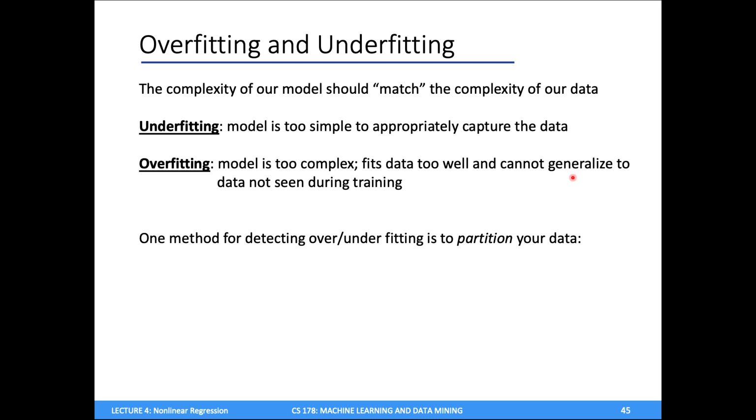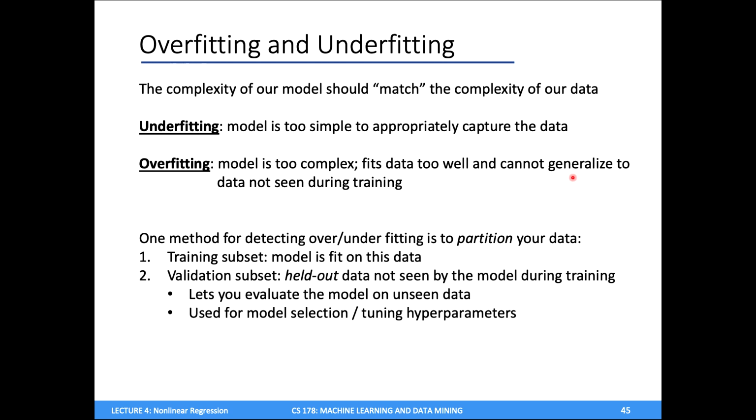One simple method for detecting overfitting versus underfitting in your data sets is to go out, collect a whole bunch of training data, and then partition your training data into different subsets. Our first subset we'll call a training subset, and this is the data that's actually used to fit our model. So these are the blue dots in that example we saw. The second subset we'll create is called a validation subset. This is data that's held out from the model. So the model isn't trained on this data. We're just keeping it, setting it aside.